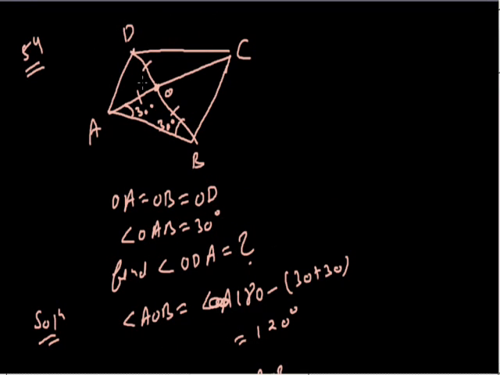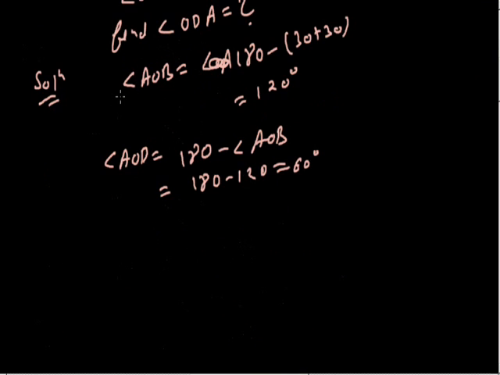So angle AOD is 60 degrees. Now it is given that in triangle OAD, OA equals OD, so these two angles are also equal. Let's say this angle is y. So by applying the angle sum property in triangle AOD, y plus y plus 60 degrees equals 180.